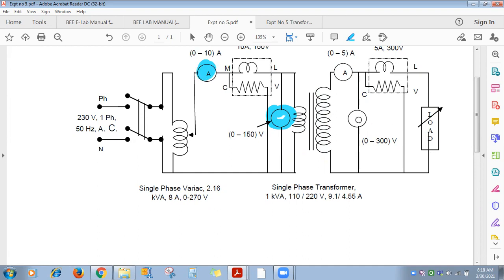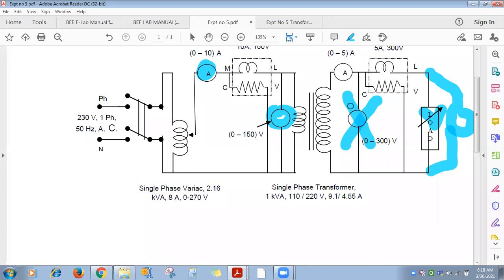Now observe the voltmeter on secondary. Whenever you draw this diagram, don't connect this voltmeter across secondary. Connect it across load. Here load is written. So this voltmeter you have to connect across load. And mention here it's a voltmeter and range is 0 to 300 volt. This correction everyone got? Have you got the correction in diagram?